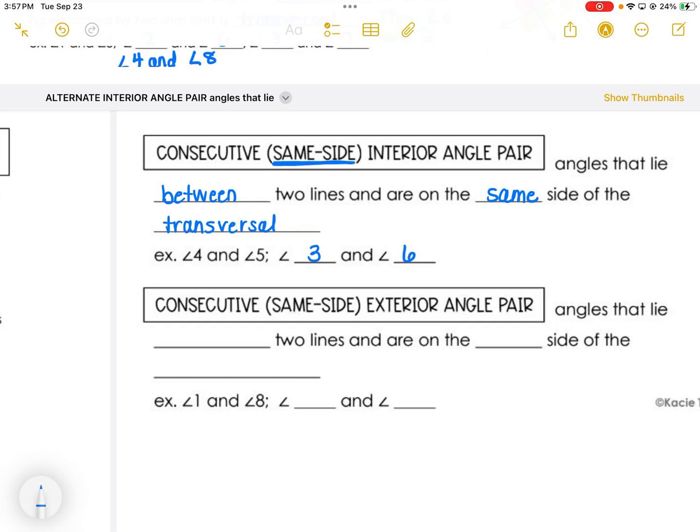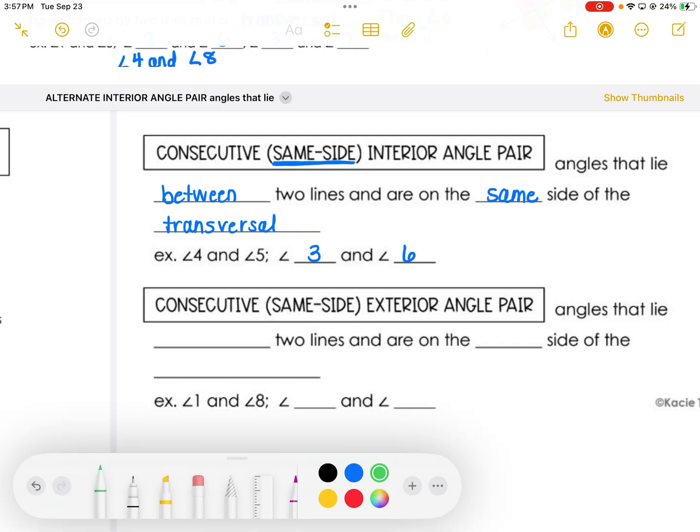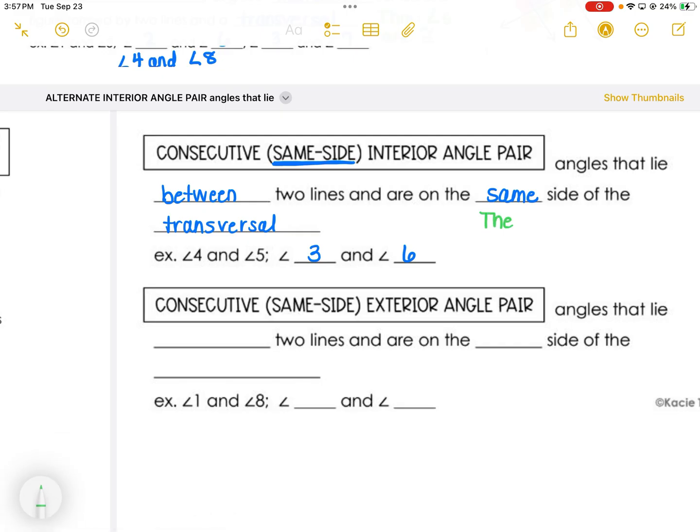If you look at your picture, you can probably tell that those angles do not look congruent, and they are not, okay? So the same side interior angles theorem says that these angle pairs are supplementary. And hopefully you remember what that means, but if you don't, you may want to write down 180. So if you add up angle 4 and angle 5, it'll equal 180. If you add up angle 3 and angle 6, they will also add up to 180.